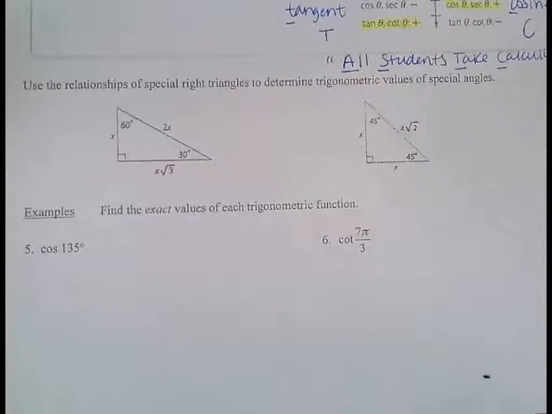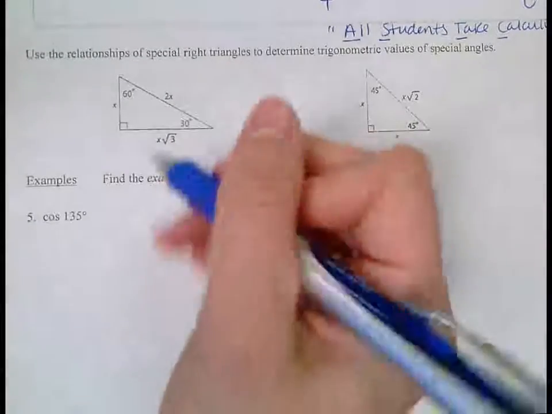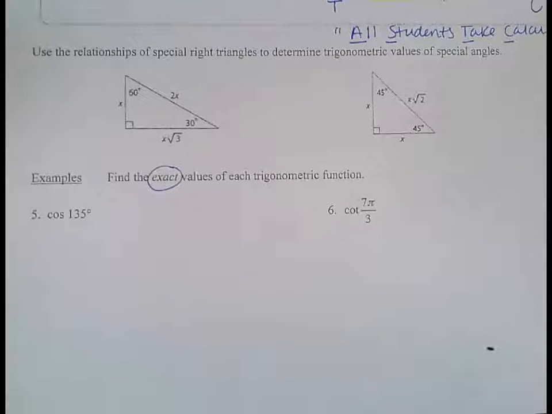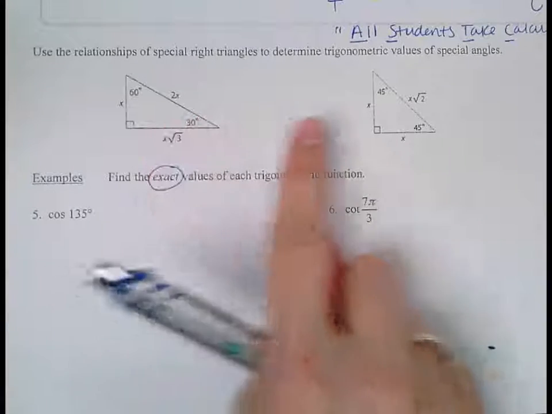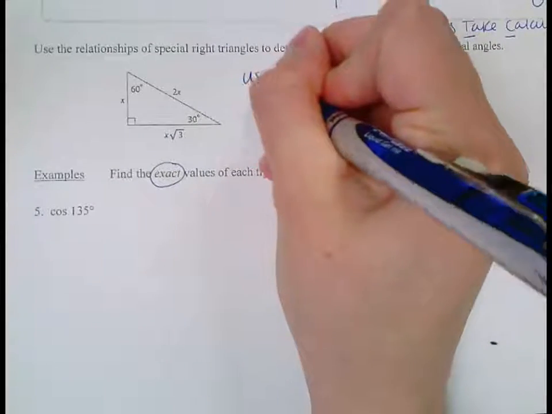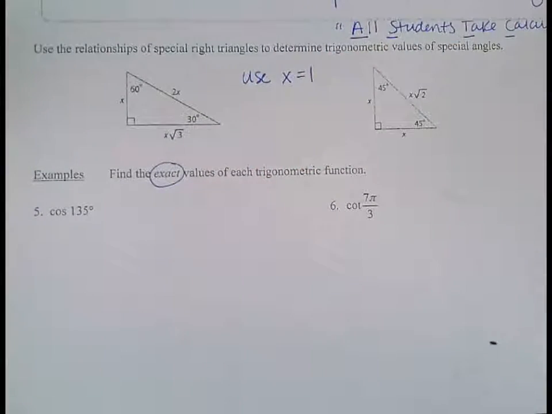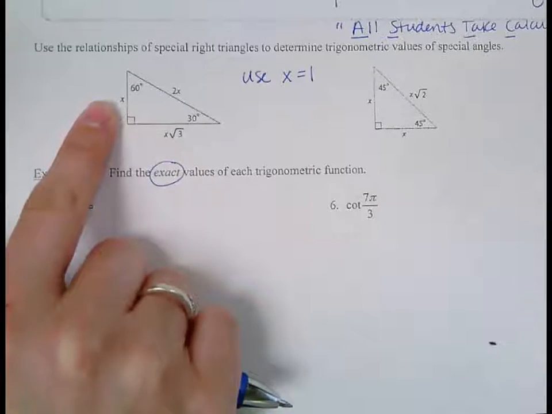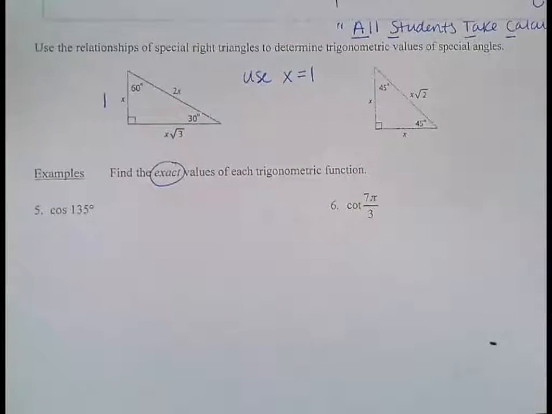So we're also going to be using the relationships of the special right triangles to determine the exact values of trig functions. So in these examples 5 and 6 and on your assignment, make sure you are finding the exact values, not a decimal approximation, but the exact values. And in these special right triangles, you will be using the value 1 for x. So for example, when you see in the 30, 60, 90, that the one side is just x, you're using that side then equaling 1 when you find your trig values.